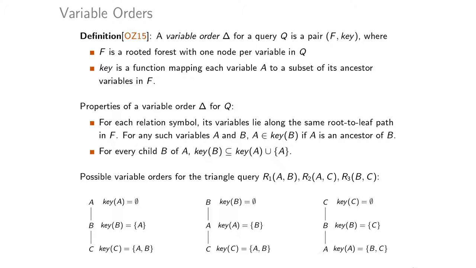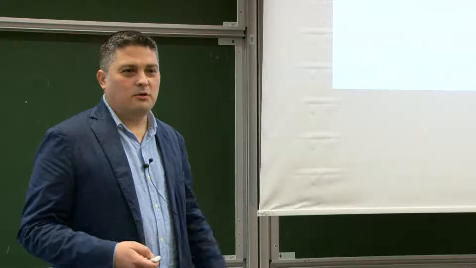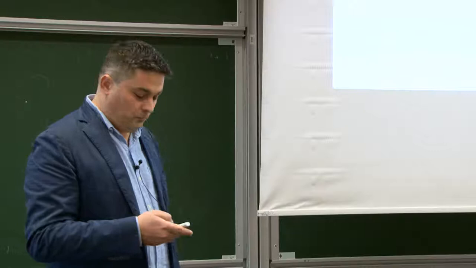Another possible variable order is B, A, C or C, B, A. But in all these cases, if you look at the leaf, the leaf depends on everything above, on all the ancestors. Yeah? And this is it. You cannot do better than that. So you cannot actually break it down into easier pieces, you know, by branching or by having keys which are not the ancestors.